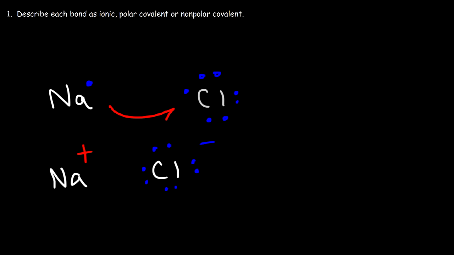So after this transfer of electrons, there's going to be an electrostatic force of attraction that holds these ions together. And so that makes up the ionic bond.